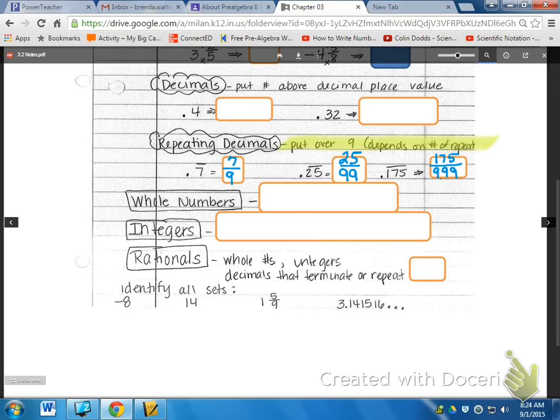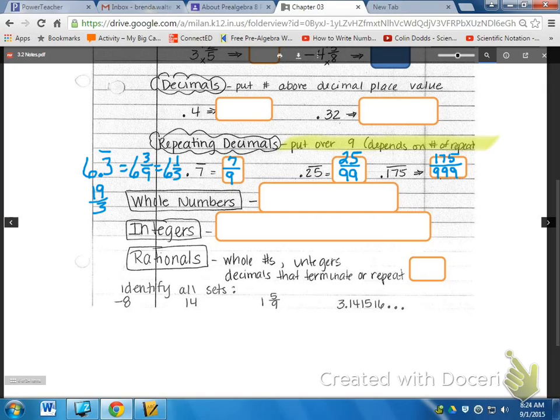175 over 999. I do need to show you this. If it would be like 6.3 with the repeating bar over the 3, you would say 6 and 3/9. And since 3/9 reduces, you would actually say 6 and 1/3. So if there's a whole part with the decimal, it stays a whole part with a mixed number. If they said write that as a fraction and not as a mixed number, then you would have to do 6 times 3 plus 1, and then that would be 19/3.